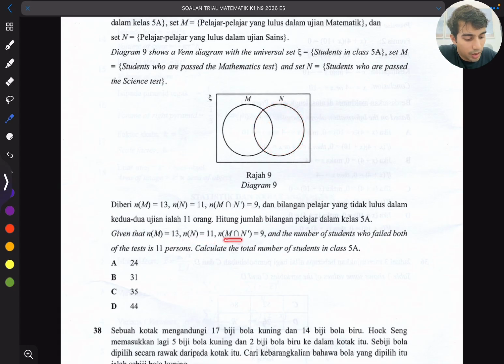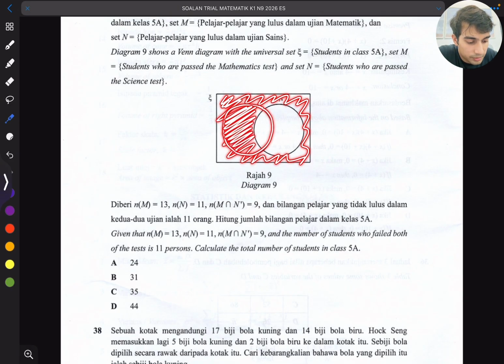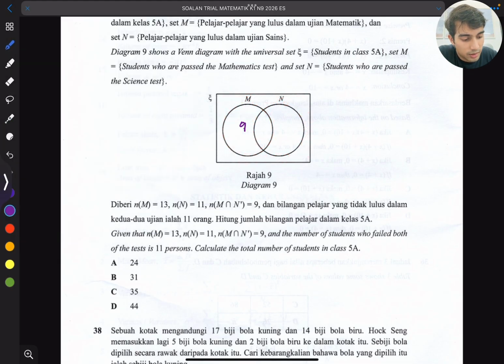n of M intersect N prime. N prime is everything other than N. M intersecting N prime means this area. So this area is 9. I'm going to say this is 9.